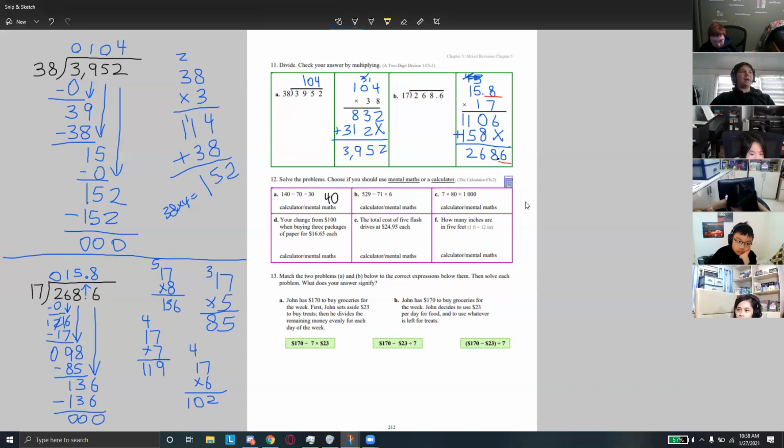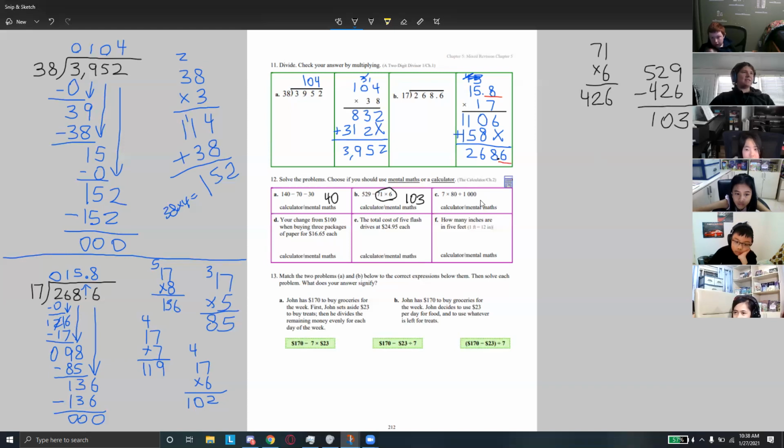I'm not sure if I want to do that one mentally. So I'll do 71 times 6 first because PEMDAS. So I need to do 71 times 6 first. 6 times 1 is 6. 6 times 7 is 42. Now we're doing 529 minus this number that we got, 426. 9 minus 6 is 3. 2 minus 2 is 0. 5 minus 4 is 1. 103.